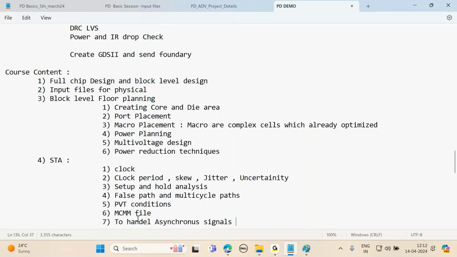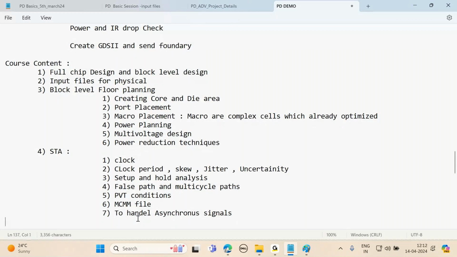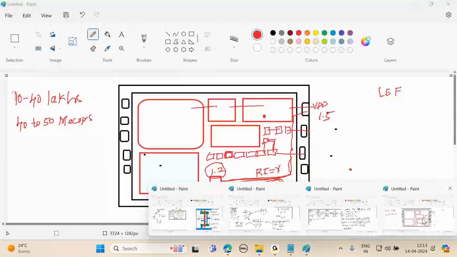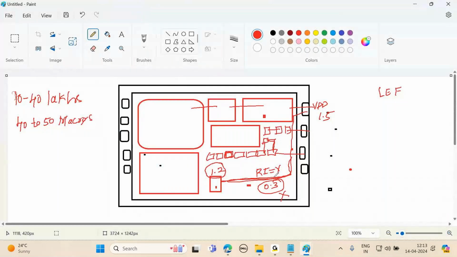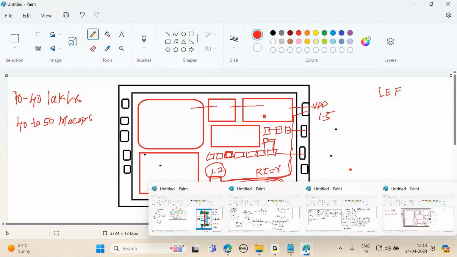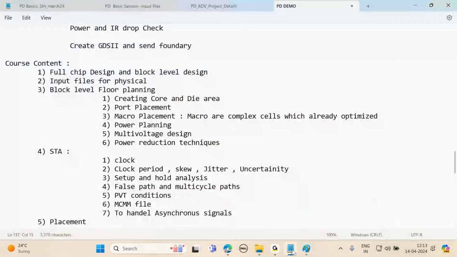After STA, we go with placement. In placement, we discuss the placement of standard cells. All the standard cells have to be placed inside. What are the commands for doing placement? What is the best placement method? After placement, what are the reports you will generate? If there is any violation in placement, like congestion is not met, or you are having any DRV violations, how to fix the issues? Everything is discussed in the placement stage.